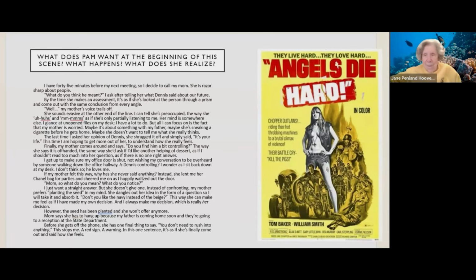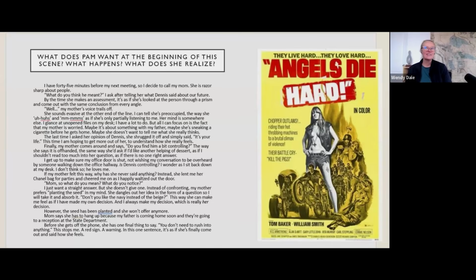Not a ton happening either, really. There's not lots of little mini events. This scene is definitely not suffering from the writing from memory problem. This writer knows why this scene exists. So what does Pam want at the beginning of the scene? She wants her mother's opinion about her boyfriend. What happens?